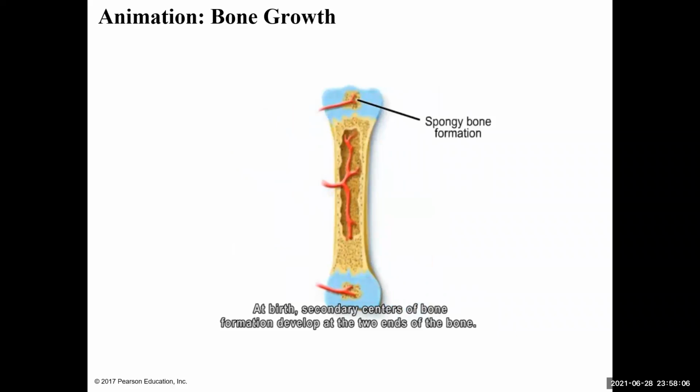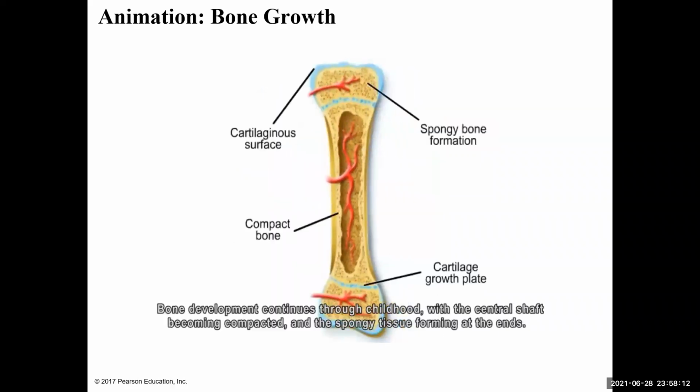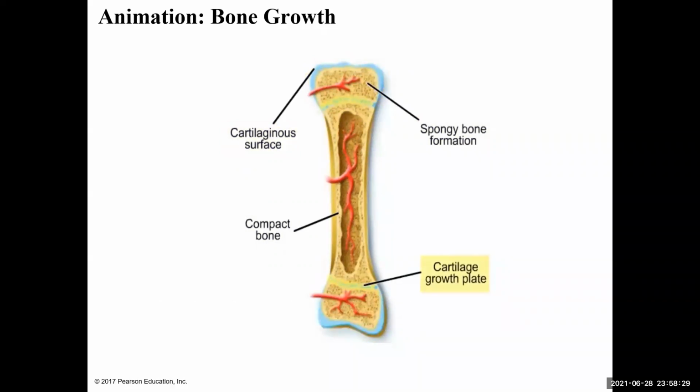At birth, secondary centers of bone formation develop at the 2 ends of the bone. Bone development continues through childhood, with the central shaft becoming compacted and the spongy tissue forming at the ends. The cartilage remains only at the extremities, in the contact areas with adjacent bones, and in the cartilage growth plates. Okay.